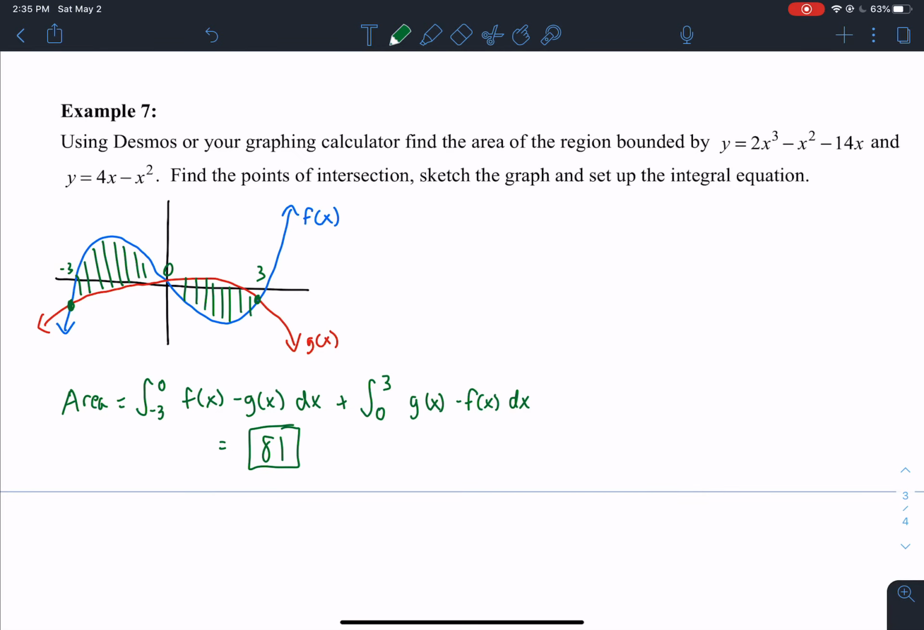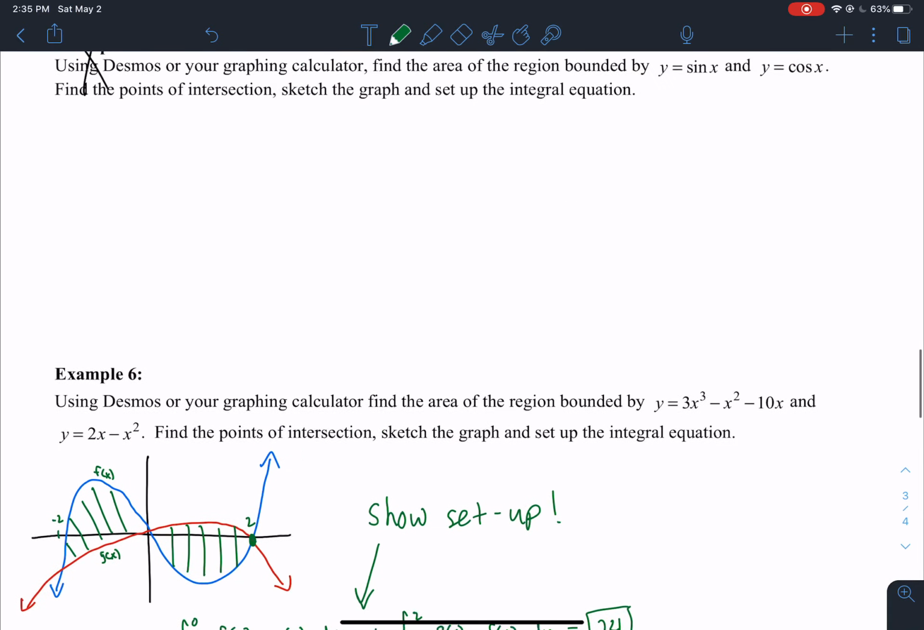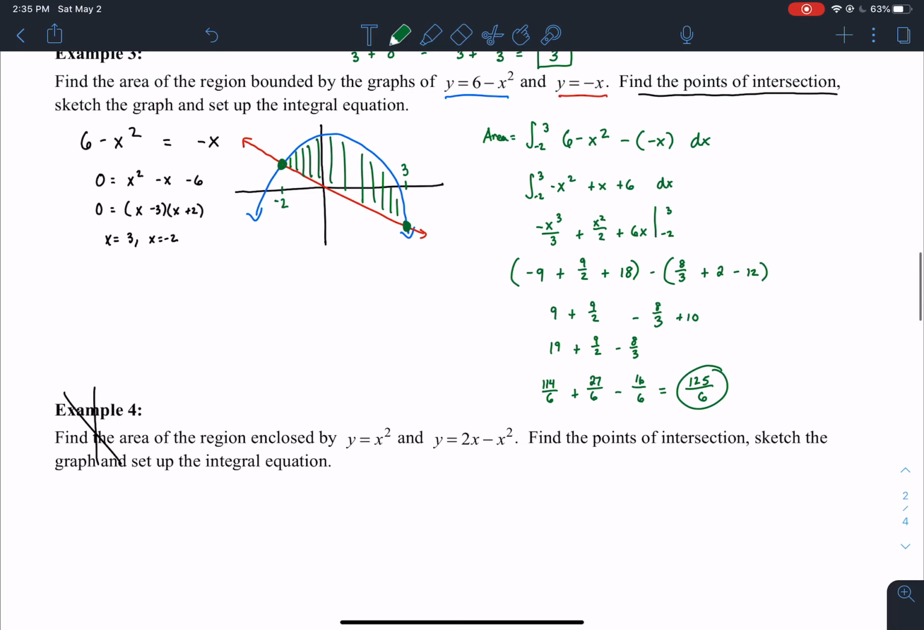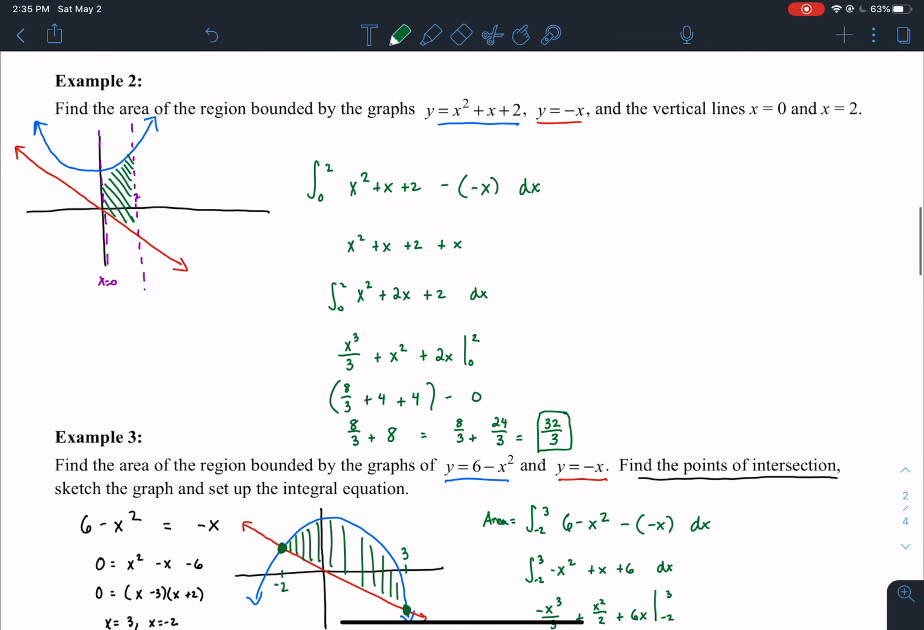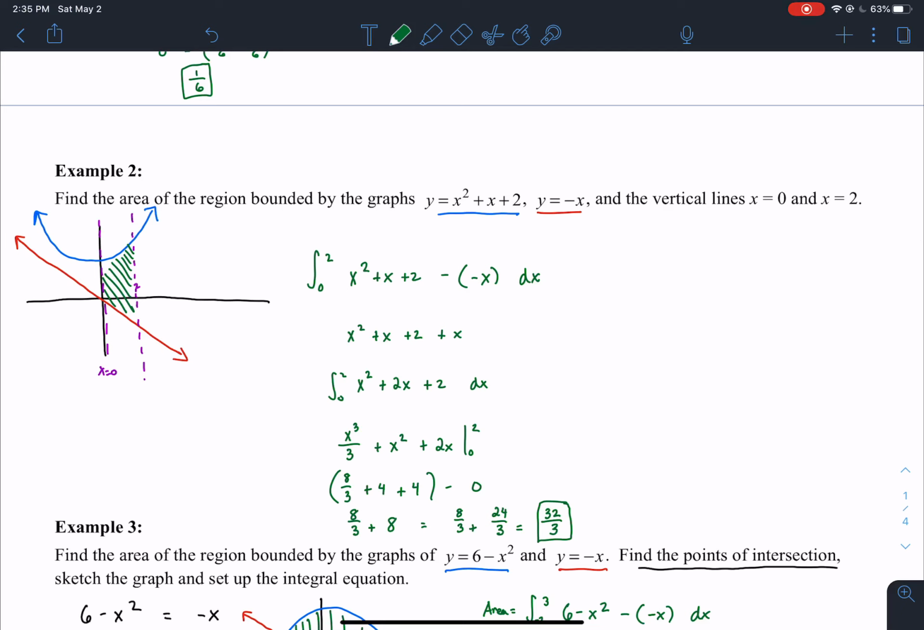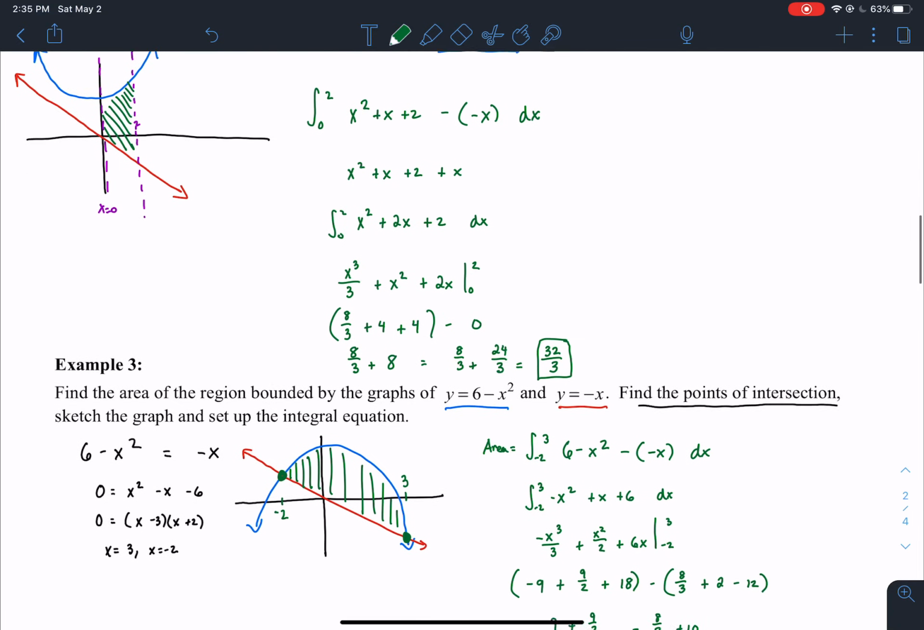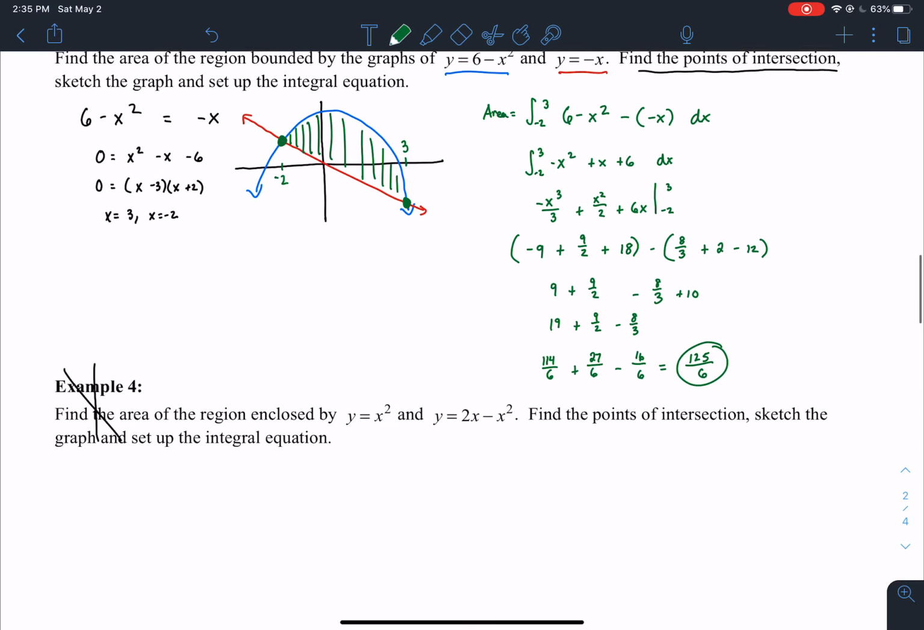So when you guys are doing these, again, if it doesn't say use Desmos, you kind of have to do out the long way. If you're not really 100% sure on what the functions look like, plug it into Desmos and then kind of go from there. But you should be able to do it out the long way, and then also the short way as well.